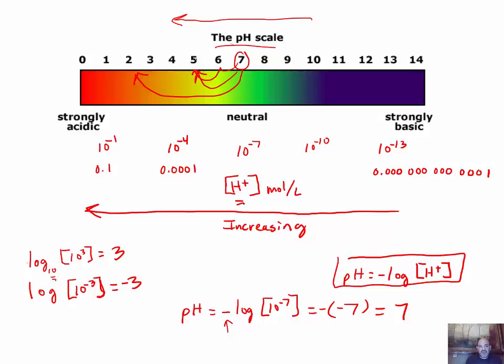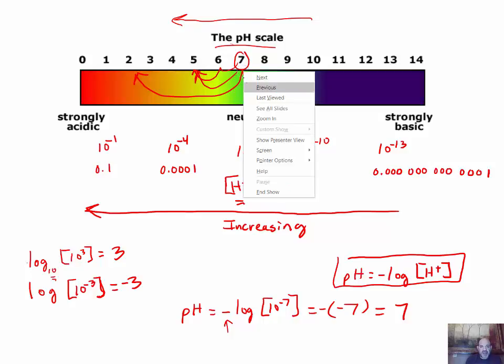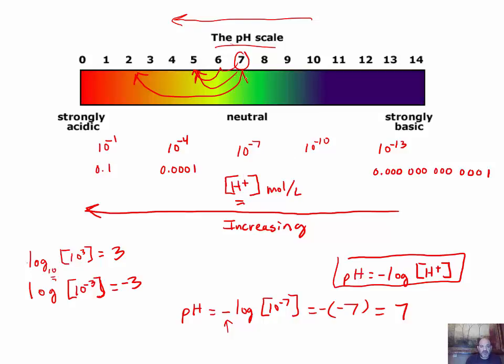That's 10 times 10 times 10 times 10 times 10. So that's a factor of 5 orders of 10 that it changed. So that would be 10 to the 5, or a 100,000 change. Now if I add a base, the base is going to pick up hydrogen ions from the solution, so it'll remove them, so you start having less and less.